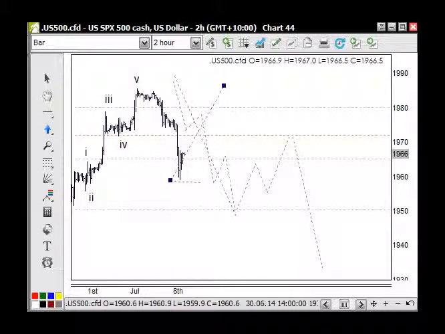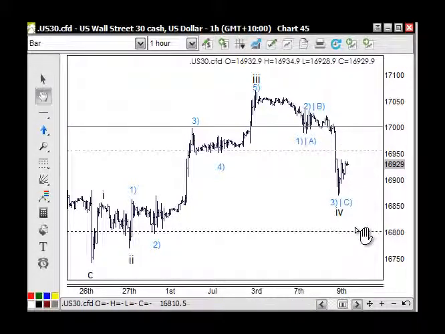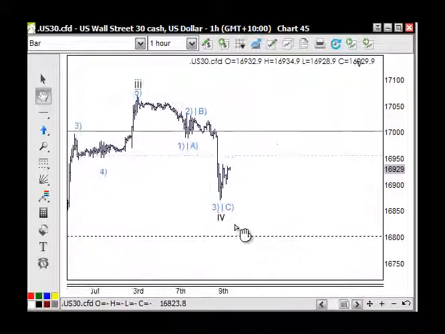The Dow Jones is much the same as well. It's got the 3 waves down through here. If it takes out that low, that will give it 5 waves down as an impulse wave. And as an impulse wave, we would see a counter trend back up in 3 and then another 5 down. Okay, so that's what we're looking at there.